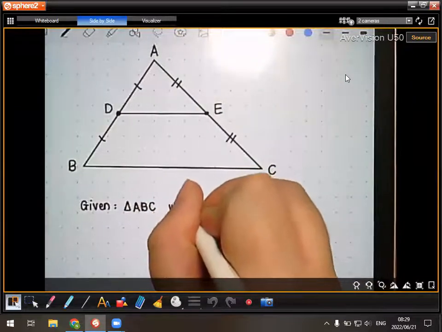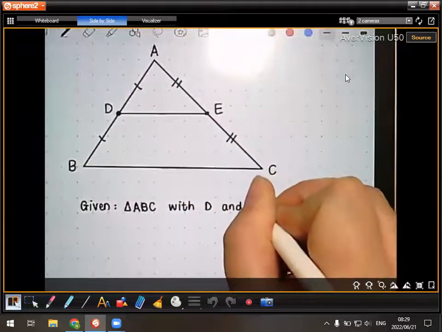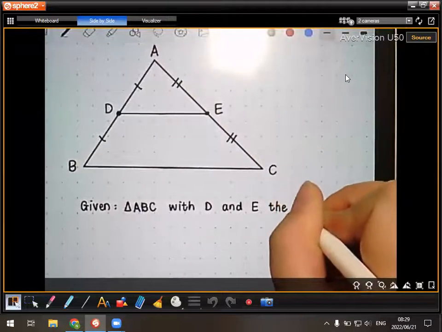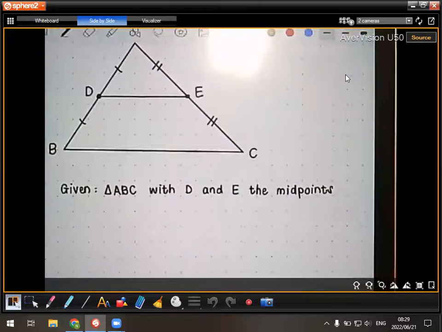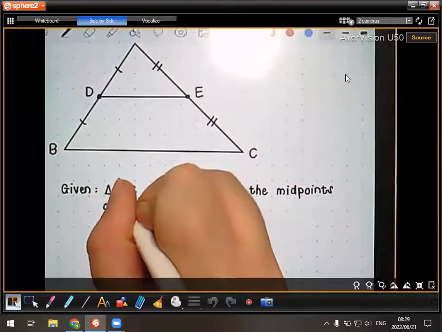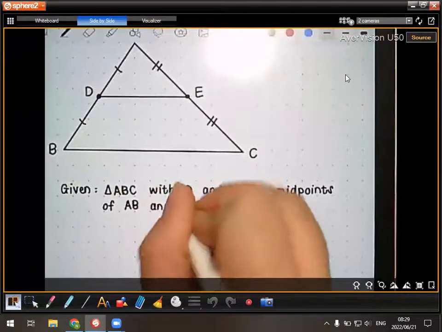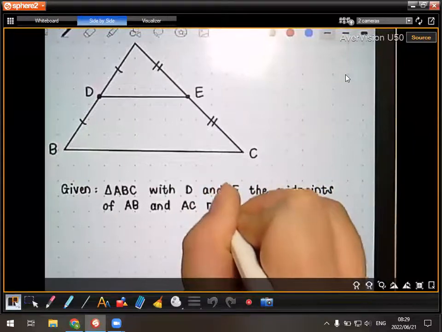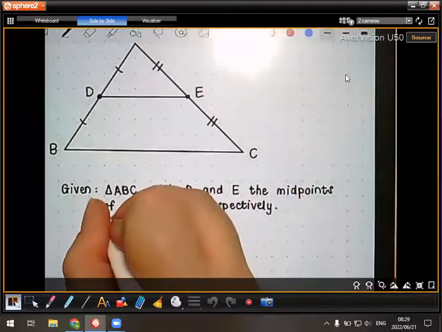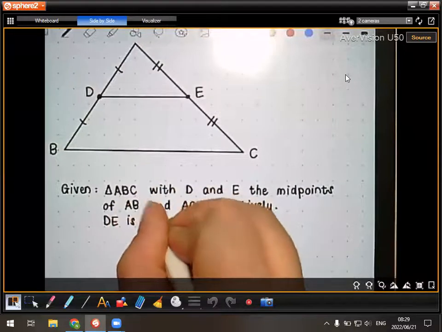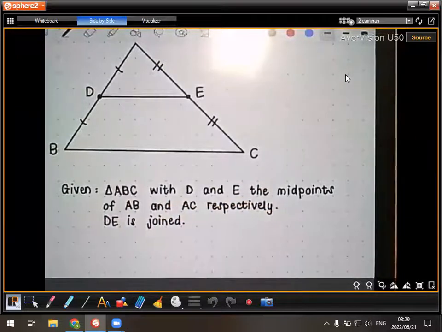with D and E the midpoints of AB and AC respectively. And then what's also given is that those two midpoints are joined. So DE is joined. The wording there might be slightly different, all right, but that is the gist of it. But they've given you the triangle, they've given you the two midpoints of two of the three sides, and they've joined those two midpoints.